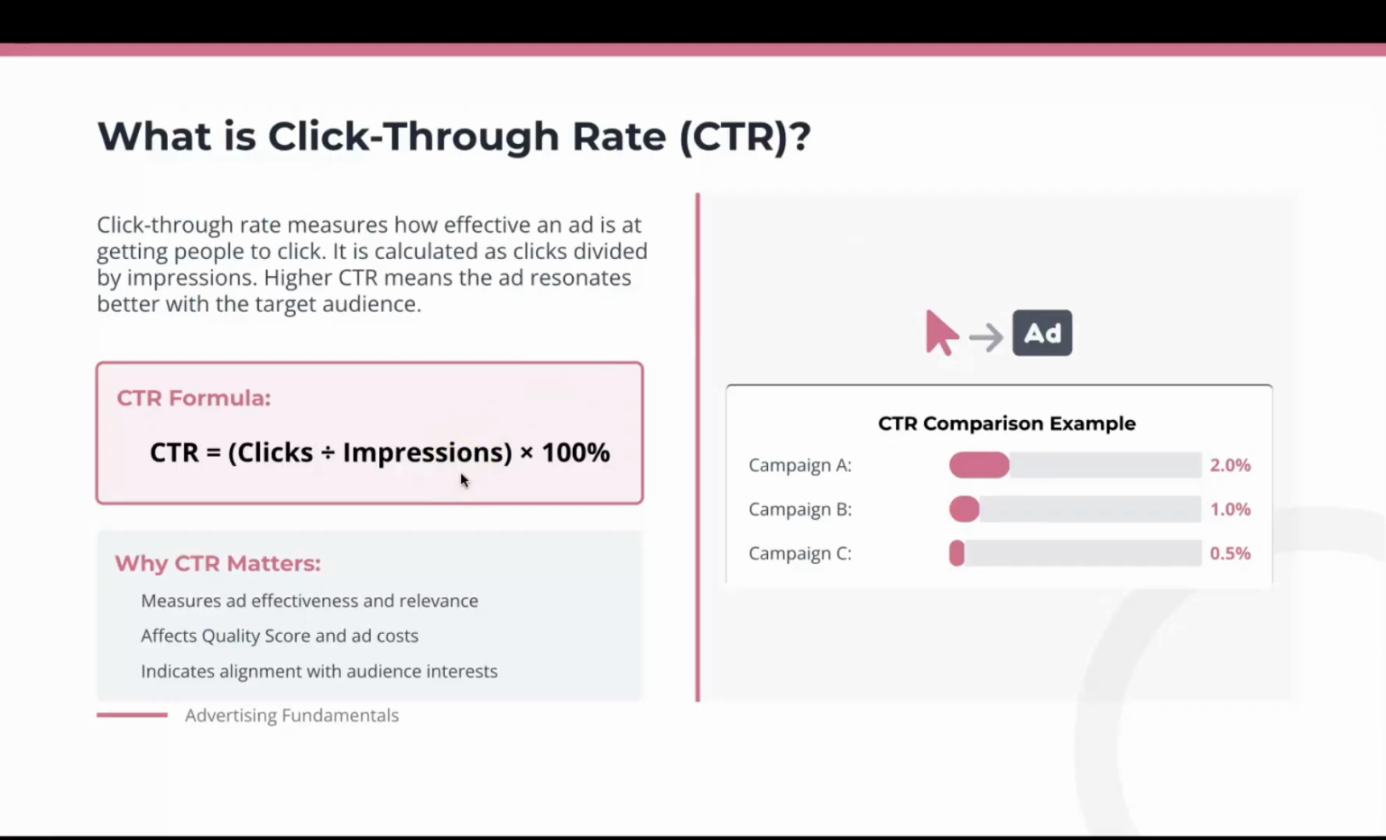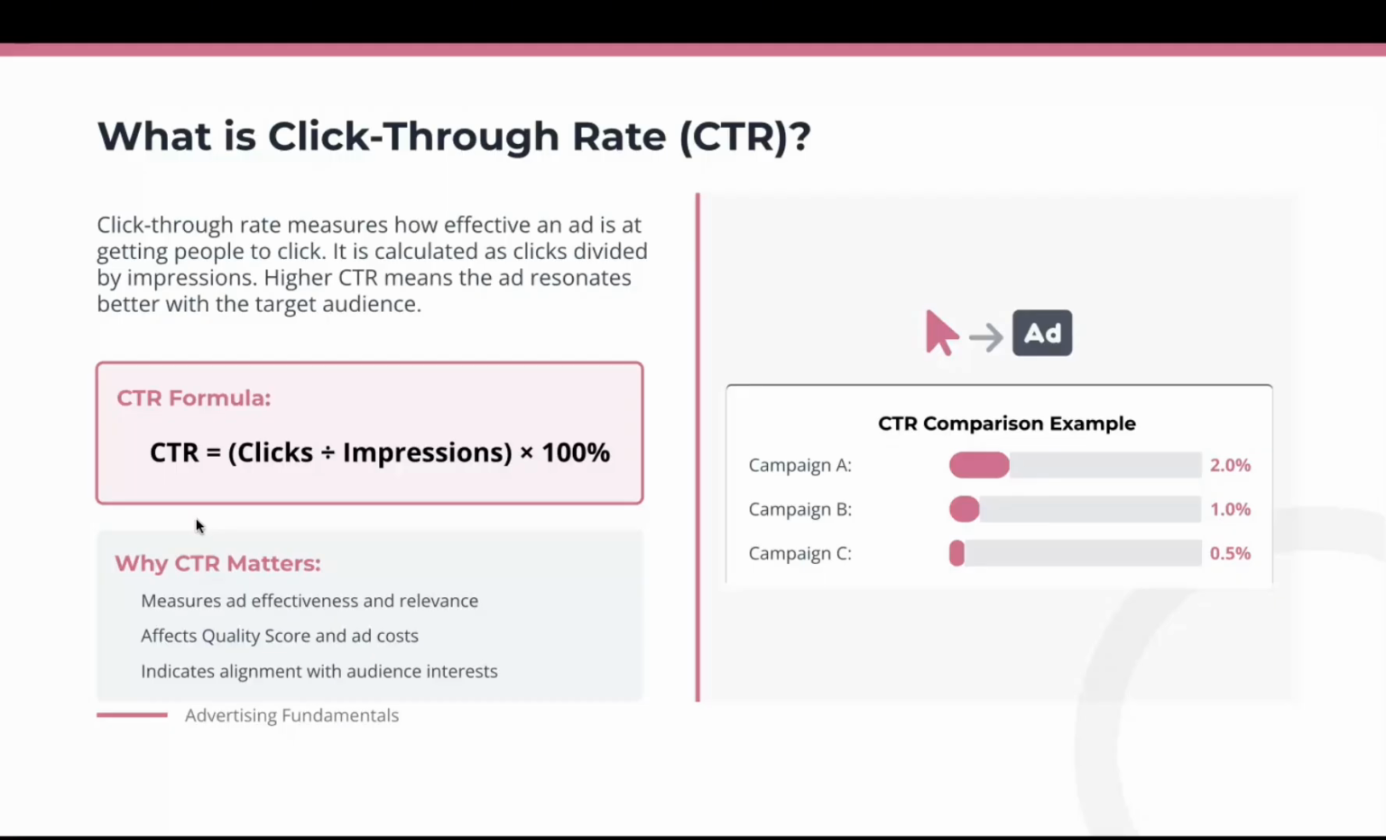So why does this matter? Well, the click-through rate matters because it measures the ad's effectiveness and relevance, and this affects the quality score and the ad cost. It also indicates alignment with the audience's interest. So that's why it's really, really important.